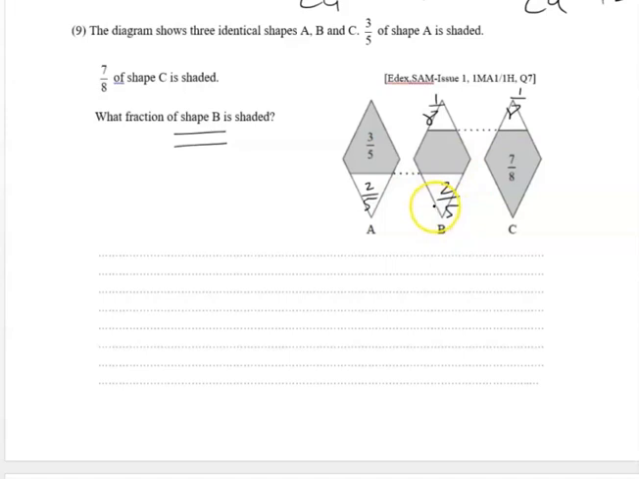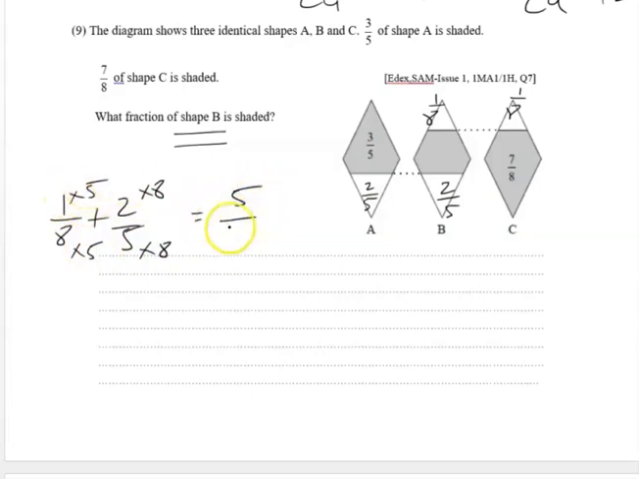Now to work out the fraction of the shaded area, what we're going to do is add the unshaded. So we're going to get 1 over 8 plus 2 over 5, times it by 8, times it by 8, times it by 5, times it by 5. And we're going to get 5 over 40 plus 16 over 40.